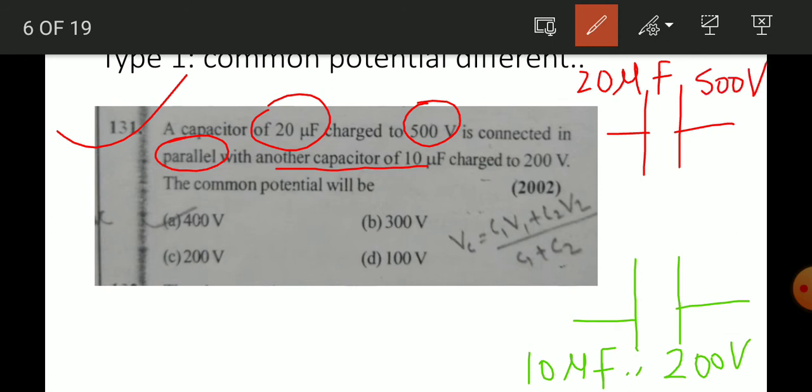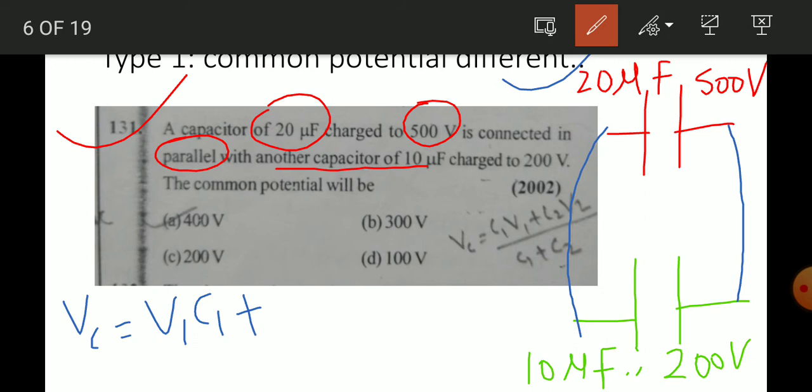Yes, it is visible. When you connect these two capacitors, let me just draw a rough diagram here. What will happen now? The capacitor of 20 microfarad with a potential of 500 volt will lose energy, and the second capacitor will gain energy until both capacitors have a common potential. So what is the formula for common potential? Isn't it (V1 C1 + V2 C2) divided by (C1 + C2), which we have already seen.